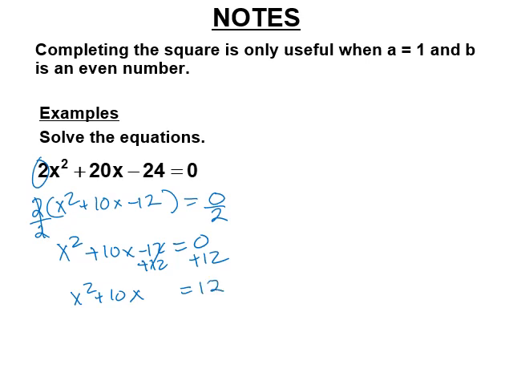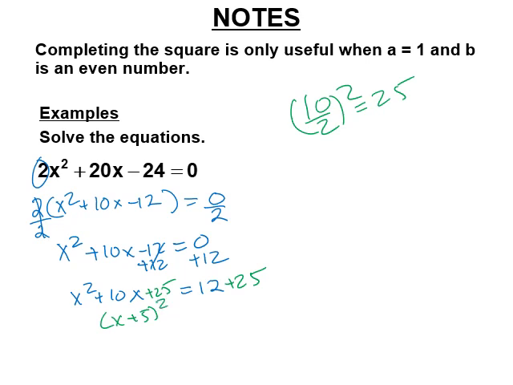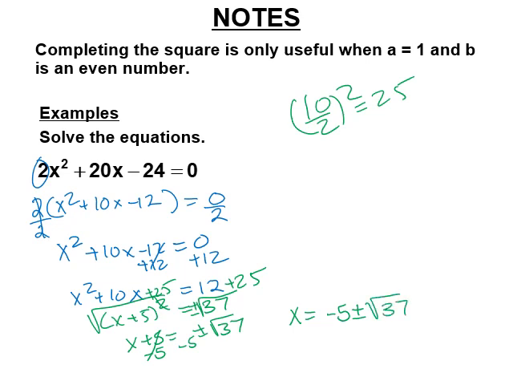We're going to complete the square. That is 25 again. The factors are x plus 5 and x plus 5 equals 37, so that's not a perfect square. Take the square root of both sides, positive and negative. So we get x plus 5 equals positive and negative the square root of 37. Subtract 5 from both sides. X equals negative 5 plus or minus the square root of 37. And that's the way it comes out more often than not.